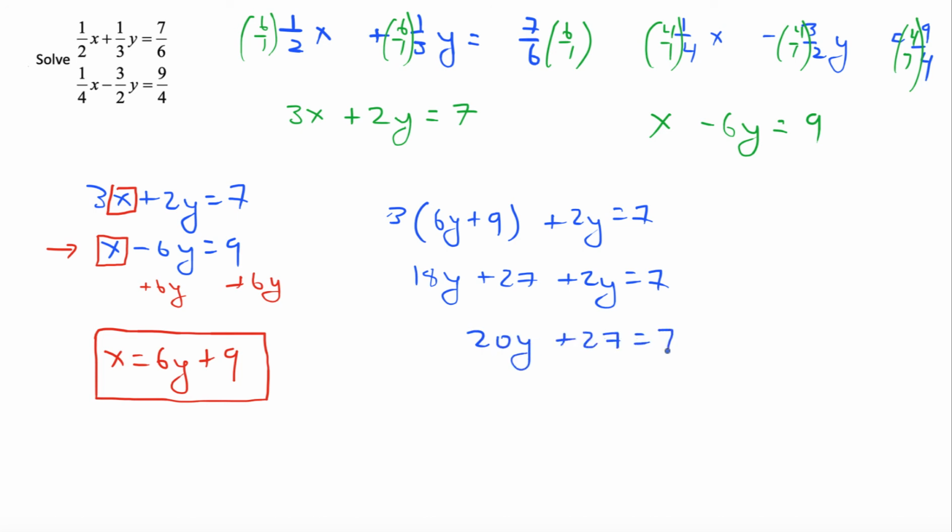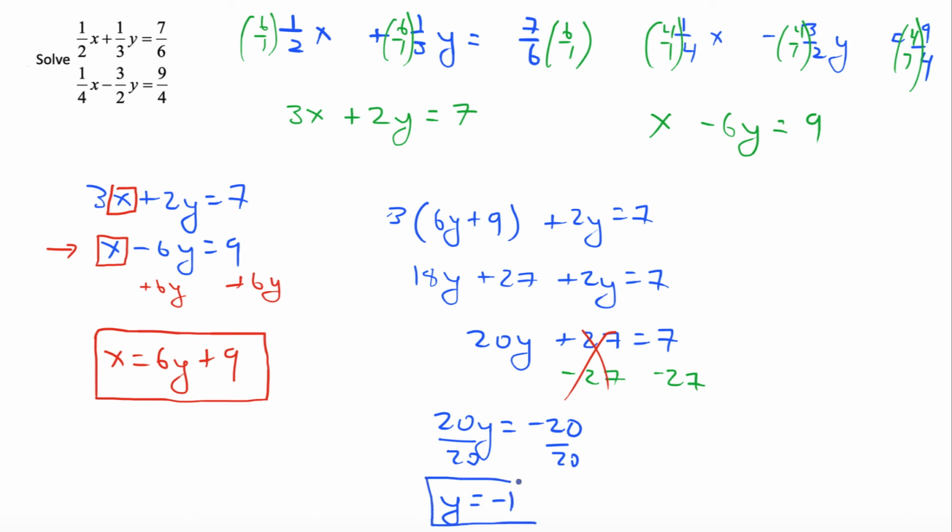And you notice from here, I can subtract the 27 from both sides. The 27s cancel out here. So 20y is equal to negative 20. And when I divide everything by 20, I get a pretty good answer here. y is equal to negative 1. That is my value for y.